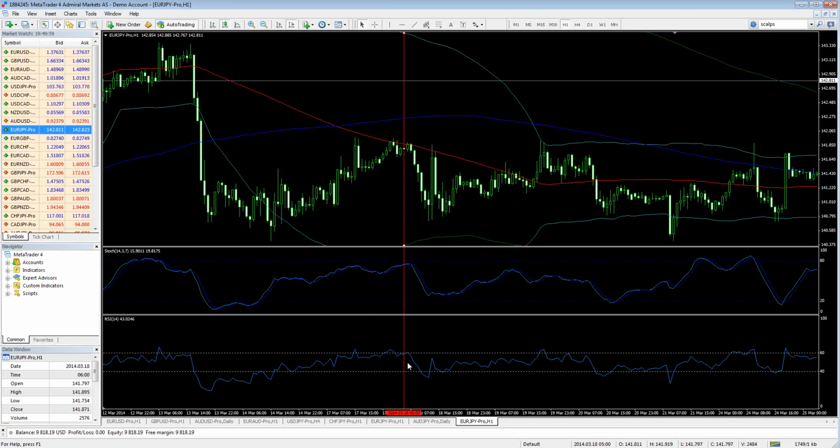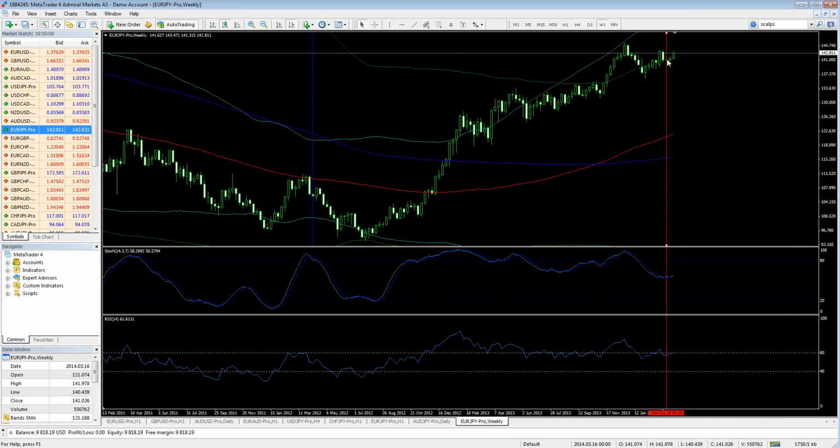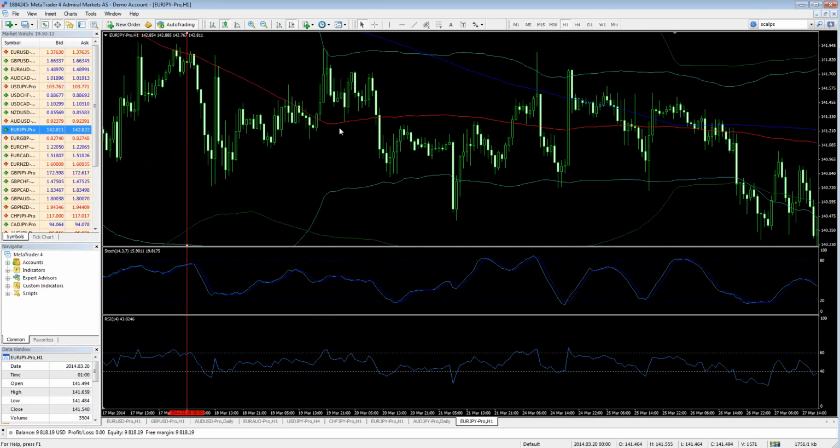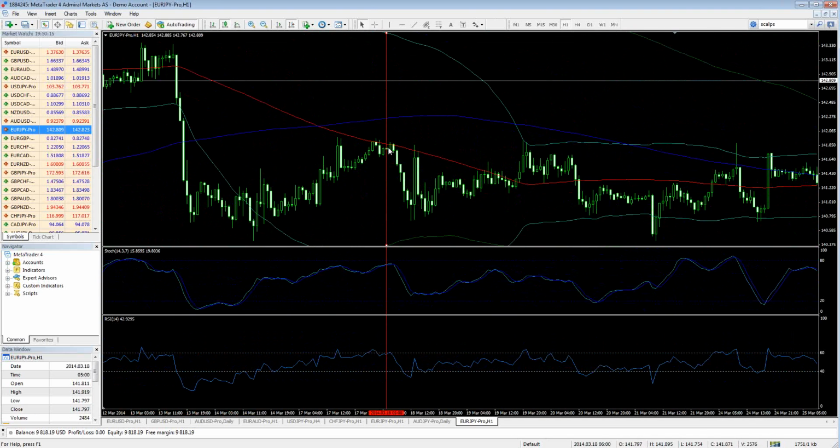It's a shooting star, but at this point, RSI wasn't above 60. It was in a normal mode. Weekly was bearish. Look at this, bearish. Hourly, we can take the trade here. Okay? And what happened is the price went down.